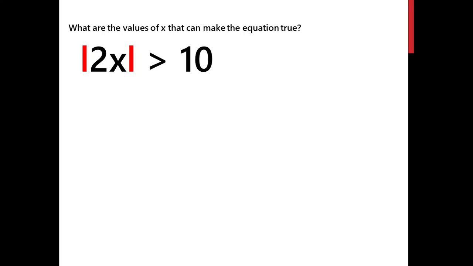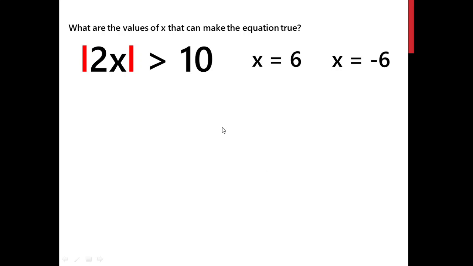Do you have it? Can you give me an example of a value of x that can make our statement true? Is your value 6? Then you are correct, because 2 times 6 is 12. The absolute value of 12 is 12, which is greater than 10. So that is correct. Another value is negative 6, because 2 times negative 6 is negative 12, and the absolute value of negative 12 is, I mean, positive 12, and it's greater than 10. So that makes our statement true.